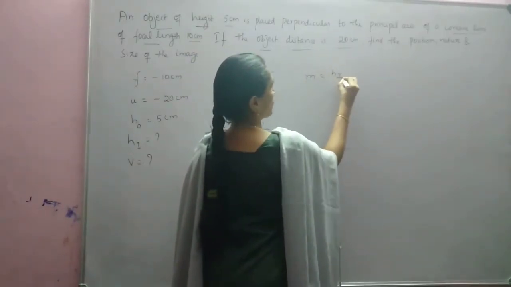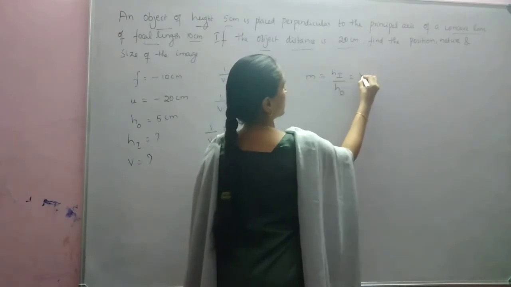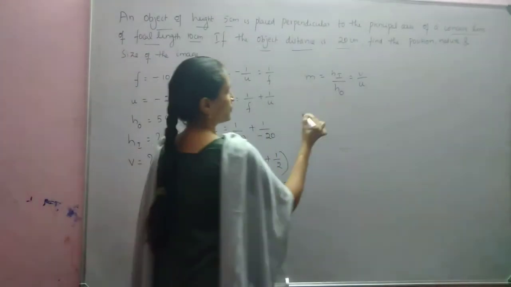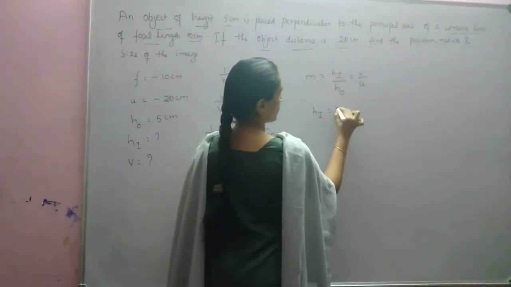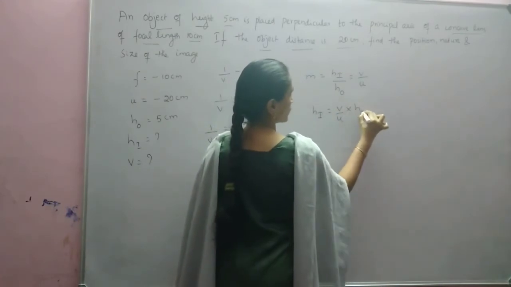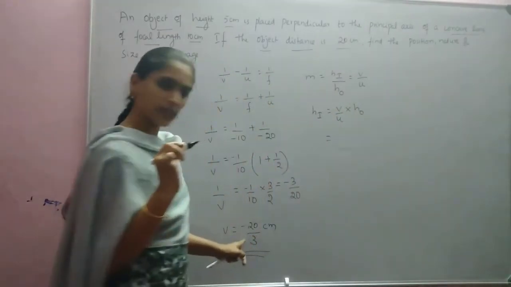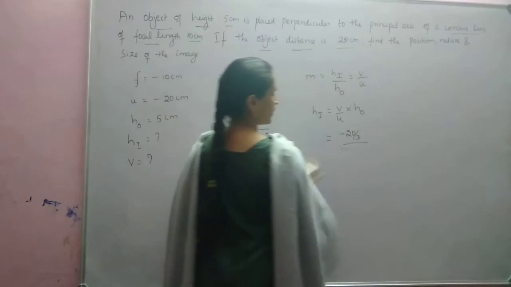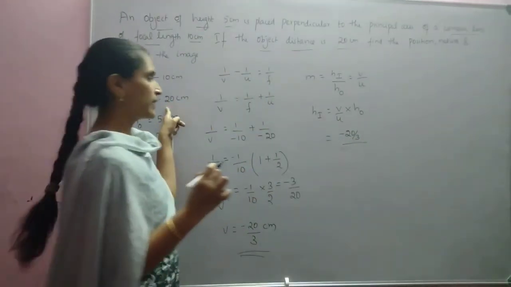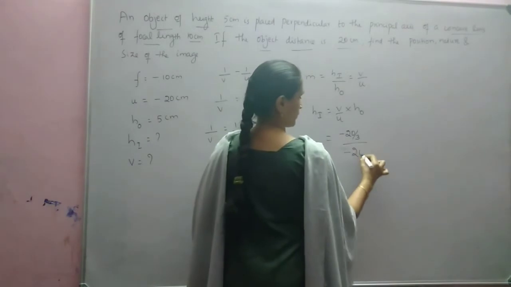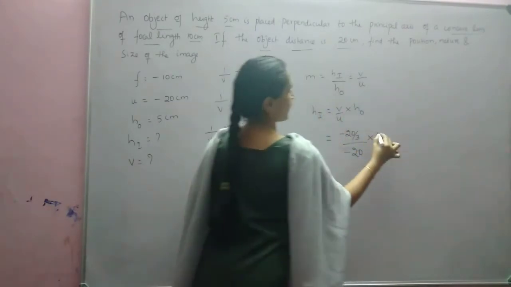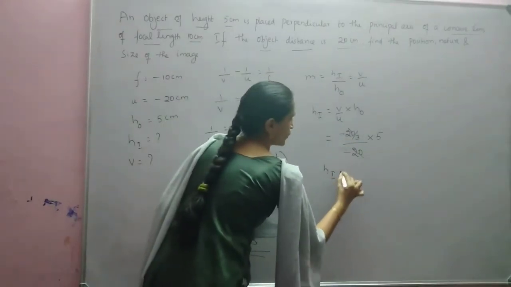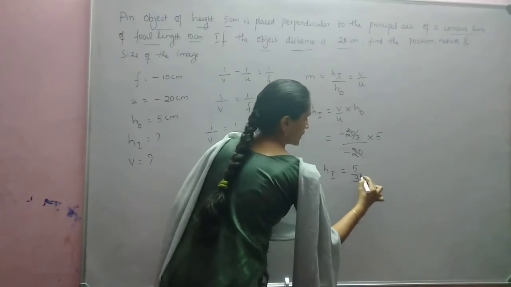Magnification is equal to height of the image by height of the object, which is equal to V by U. So height of the image we have to find. Height of the image is equal to V by U into height of the object. So we got minus 20 by 3 divided by U, which is minus 20, into height of the object, which is 5. So the minus sign will get cancelled, and the height of the image is equal to plus 5 by 3.